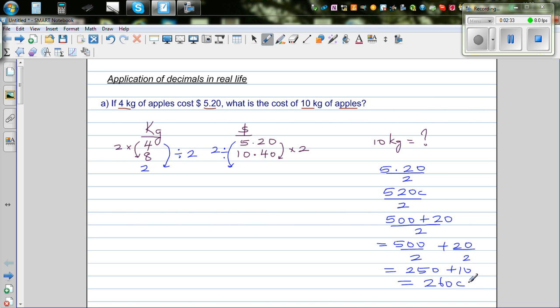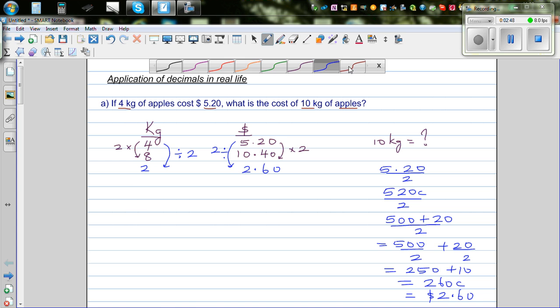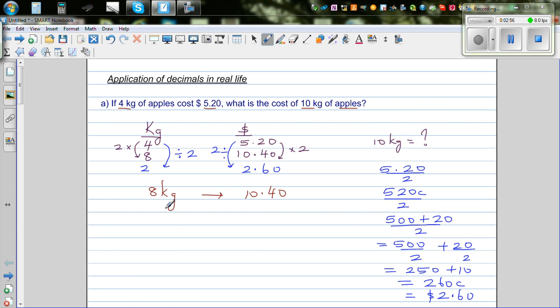Some of you can directly do this. So 260 cents is $5. Sorry, 260 cents is $2.60. So you can say, well, this is $2.60. So let me rewrite. What's the information that we have? For 8 kgs, you have $10.40. So for 2 kgs, it is $2.60.